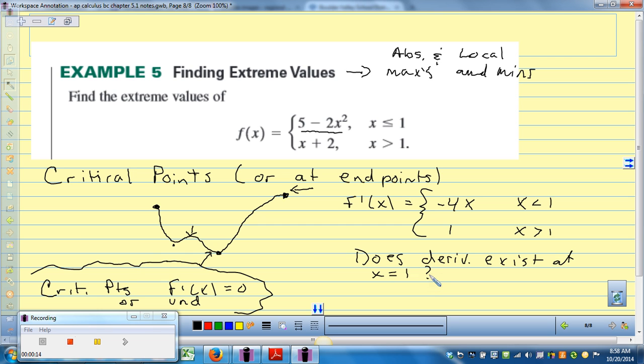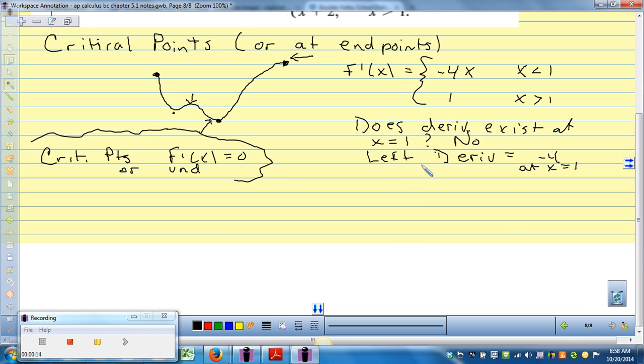I'm hearing no's. Why? Is that a cusp? I hear that. How do we know? Left derivative and right derivative are not the same. Left derivative is what? At x equals 1? Equals negative 4 at x equals 1? And the right derivative? Equals 1 at x equals 1. So that means the derivative does not exist at x equals 1.